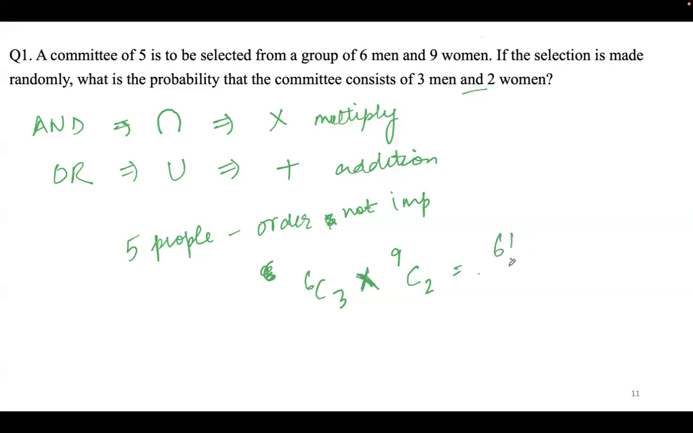Okay, you can calculate this. So you know it's 6 factorial by 3 factorial by 3 factorial, 9 factorial by 7 factorial by 2 factorial. Of course, you can calculate this. You'll get the answer. Okay, so that's fine.